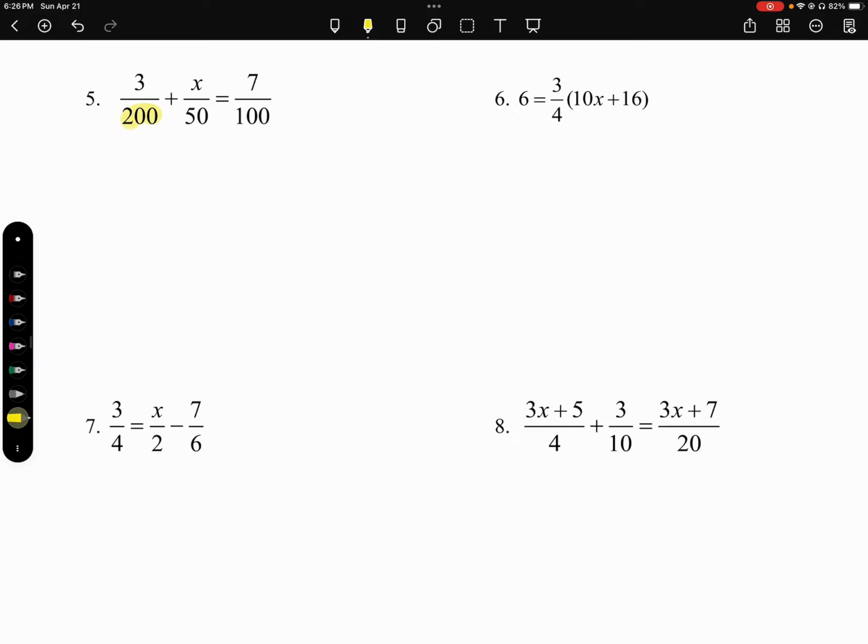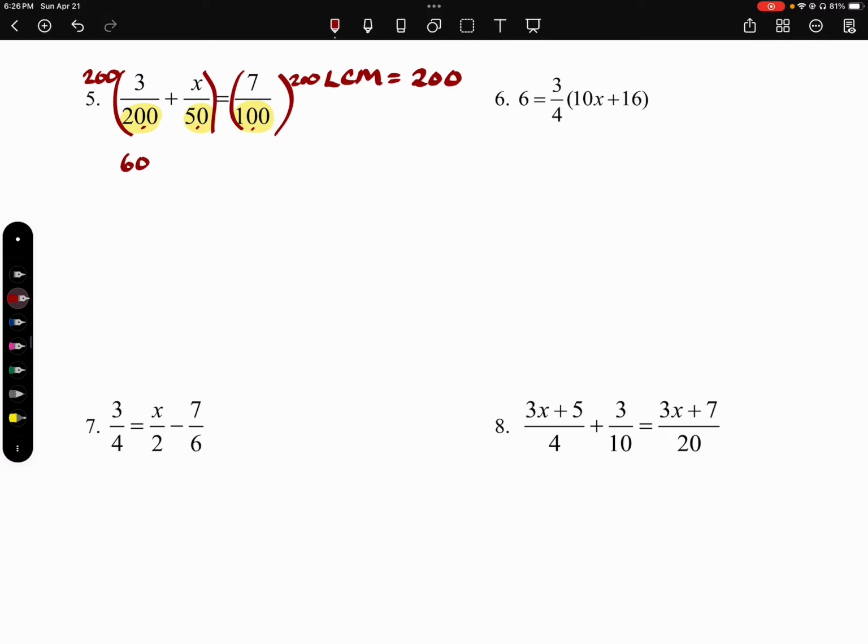Let's make this a little bit easier by getting rid of the denominators. So you see we have a 200, a 50, and a 100. 200 happens to be divisible by 200. It is divisible by 50, and it is divisible by 100. So therefore, our least common multiple is going to be 200. Let's go ahead and multiply both sides times 200.